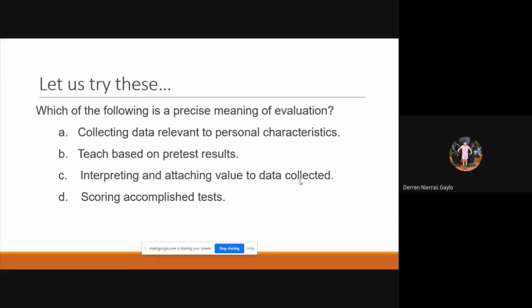Next. Which of the following is a precise meaning of evaluation? What is evaluation? Judging. Judgment. So it's more on interpreting and attaching value, the letter D.